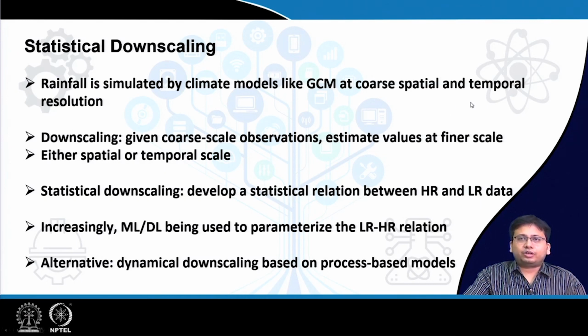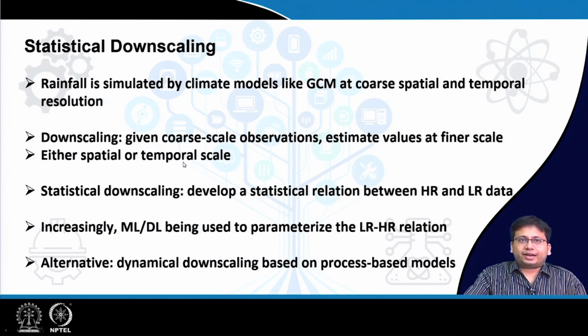Similarly, temporally also these simulations are often not that fine grained. While we have observations now in the order of seconds, if not at least hours, in many of the simulations we still have daily scale or even monthly scale resolutions. So the downscaling problem is, given coarse scale observations, how can we estimate the values at finer scales? By that I mean either spatial or temporal scales. So that is the downscaling problem.